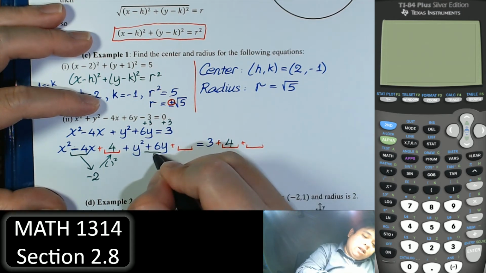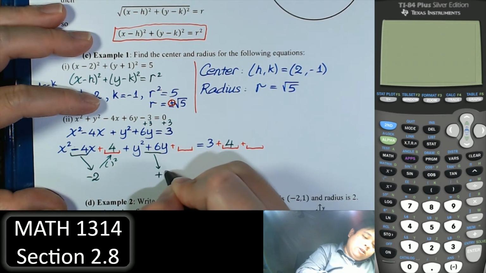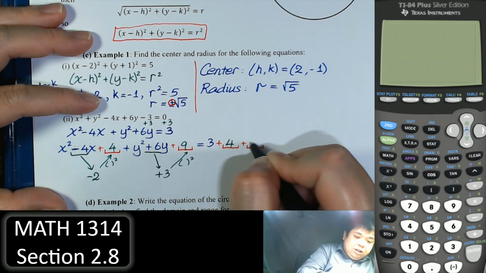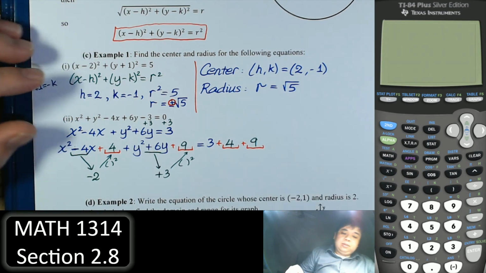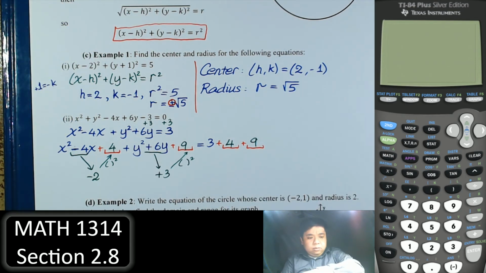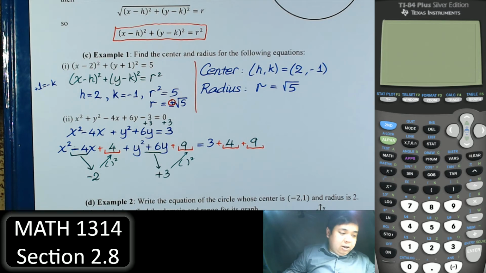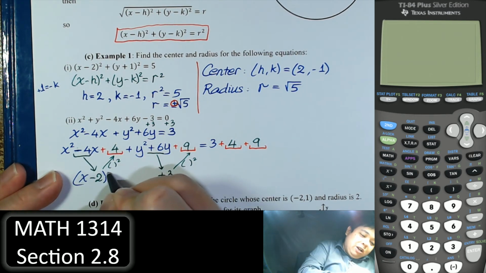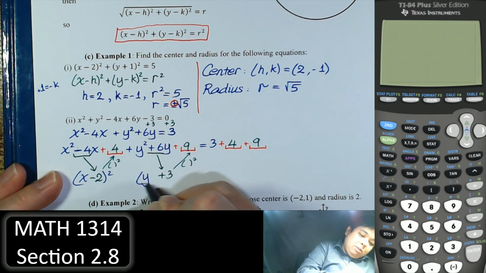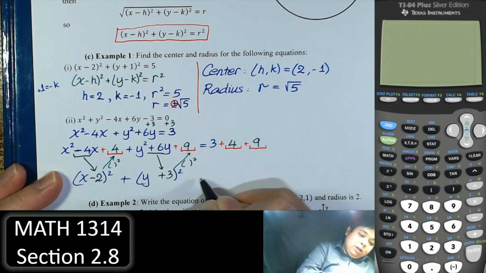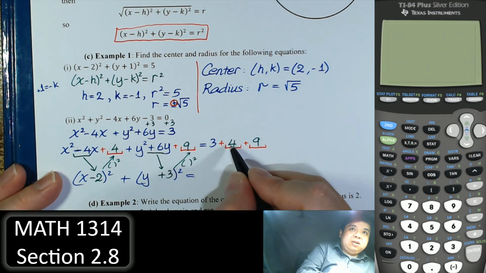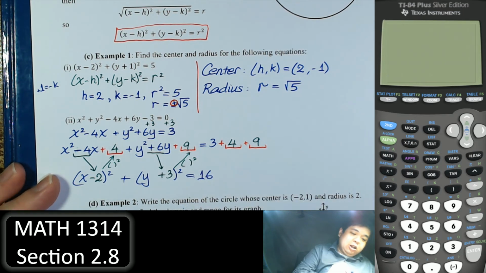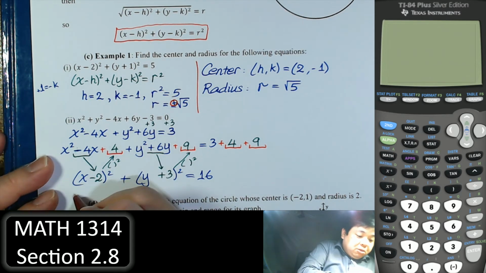Then we take half of this number, and then we square it and add on both sides. The complete square will be just (x minus 2) squared for the first one, (y plus 3) squared, 3 plus 4, 7, plus 9, 16. So we have the standard form of a circle.